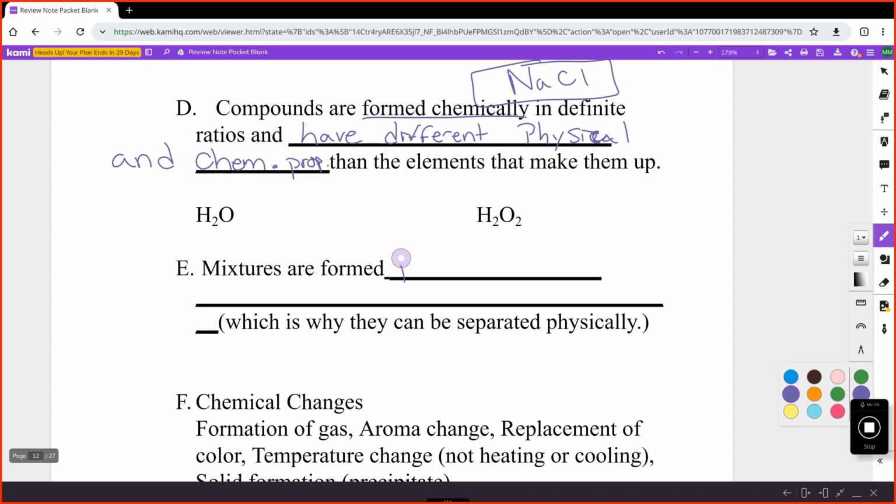Mixtures are formed physically, and the components keep their original properties.